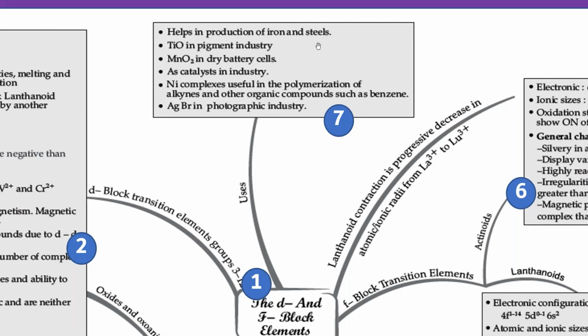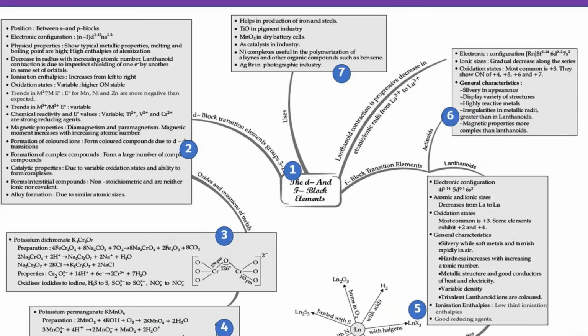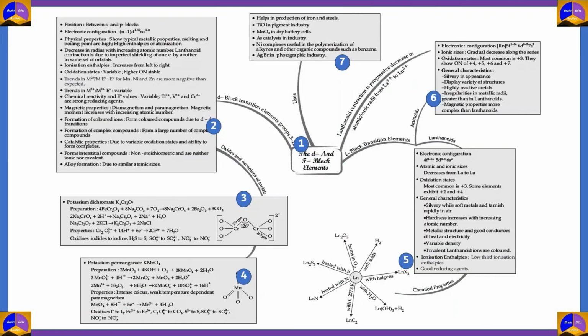And another very important use of d and f block elements is AgBr. AgBr is used in the photographic industry, and it is light sensitive, and that's why we have dark rooms in order to develop photographs back in the old ages. Right now it's digital, so therefore most of us would not know of it, but still we use AgBr in the photographic industry. So that completes the d and f block elements.